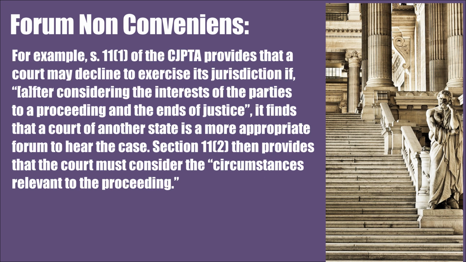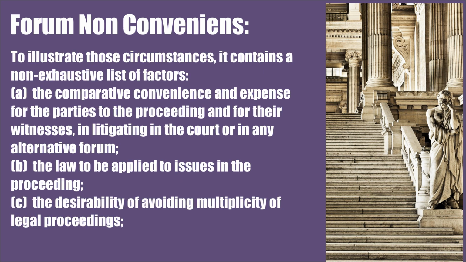For example, Section 11, subsection 1 of the CJPTA provides that a court may decline to exercise its jurisdiction if, after considering the interests of the parties to a proceeding and the ends of justice, it finds that a court of another state is a more appropriate forum to hear the case. Section 11, subsection 2 then provides that the court must consider the circumstances relevant to the proceeding. To illustrate those circumstances, it contains a non-exhaustive list of factors.